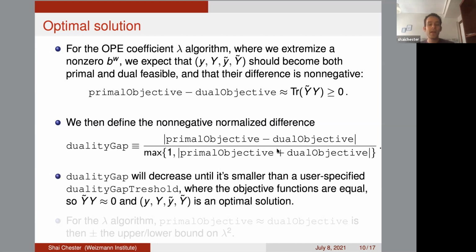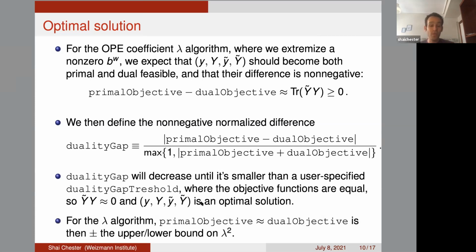And then you will find that the duality gap will gradually decrease until it's smaller than some user-specified duality gap threshold, at which point you declare that the objective functions are approximately equal, which implies that big Y tilde contracted with big Y is approximately 0. And then you say that this choice of the Y's is an optimal solution.